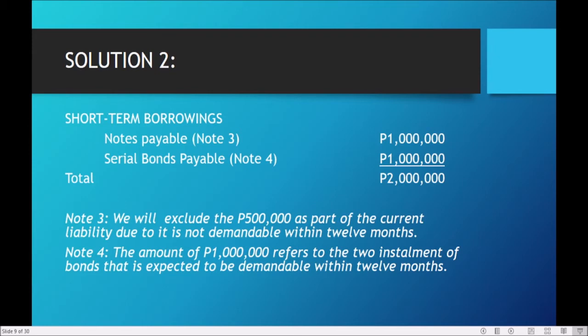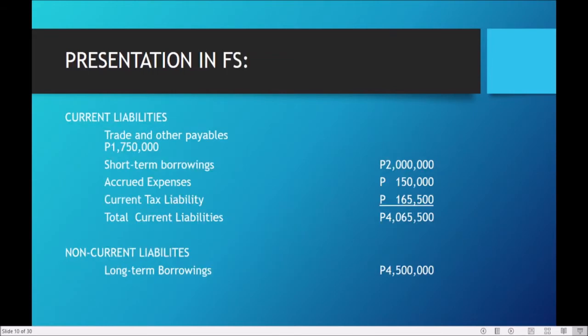For serial bonds, remember serial bonds are bonds payable that are paid in installment or in a series of periods. Okay? The amount of 1 million refers to the two installments of bonds kasi semi-annual naman po yun. So, 500 sa first 6 months, 500 sa second 6 months, naging 1 million. And in that case, demandable na po siya within 12 months. So, it will qualify already as part of the current liabilities. So, the total short-term borrowings will be 2 million pesos. Okay, for current liabilities, the trade and other payables will be 1,750,000.